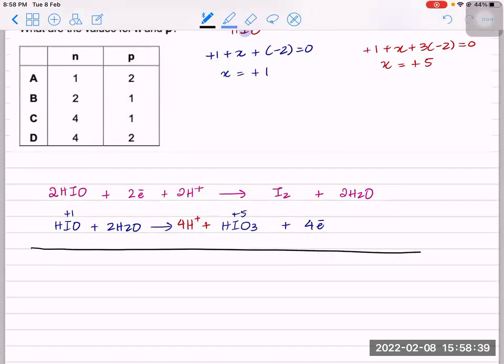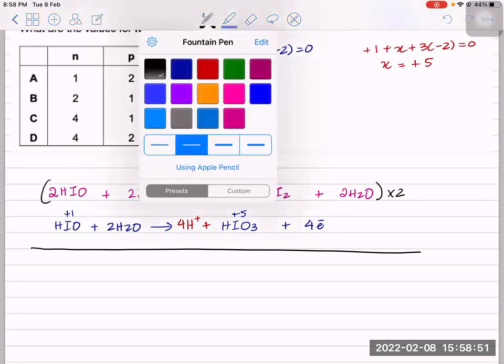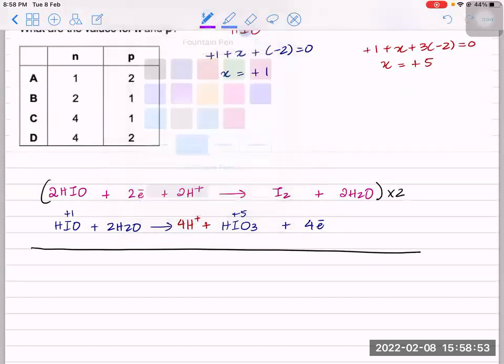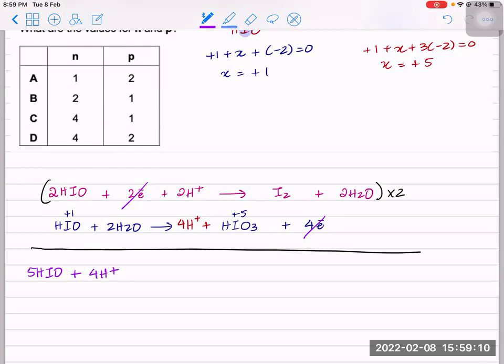You add the 2, ensuring electrons on both sides are equal. Electron transfer must be equal. This is losing 4, this is gaining 2. So you multiply this whole thing by 2. And this will become what? Now you add all the reactants, put them on the reactant side. So this will become 4HIO. 4 with this one will become 5HIO. Plus electrons cancel out. Then this will become 2 × 2, which is 4H plus.